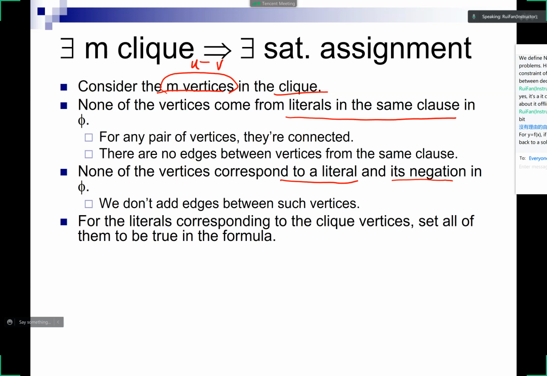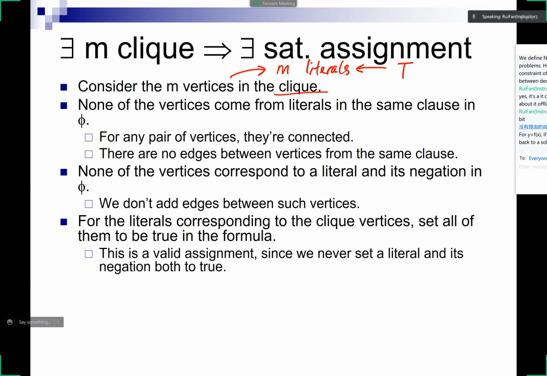Okay, so from these m vertices, this produces m literals. These m literals all come from different clauses, and they're not negations of each other. Now we're going to take all of these literals and set them to be true. We claim that this assignment, where we set all of the literals that we picked out to be true, is going to be a satisfying assignment.